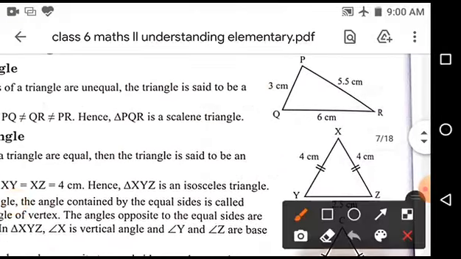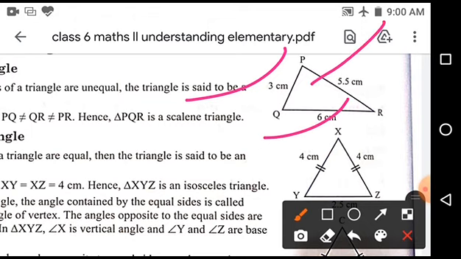For example, in the diagram you can see that triangle PQR contains different sides. PQ is 3 centimeter, QR is 6 centimeter and PR is 5.5 centimeter. So it is a scalene triangle.